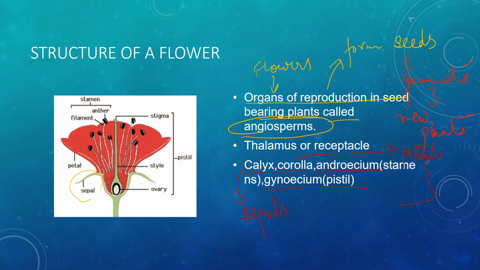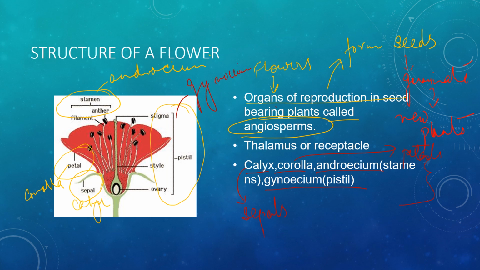This is the calyx part, which we have written as sepals here. Now here comes the corolla part, that is the petals. Then next to it comes the androecium, the male part, which consists of the stamen. And next comes the gynoecium, the female part, which comprises the pistil. So the male part is the stamen and the female part is the pistil.